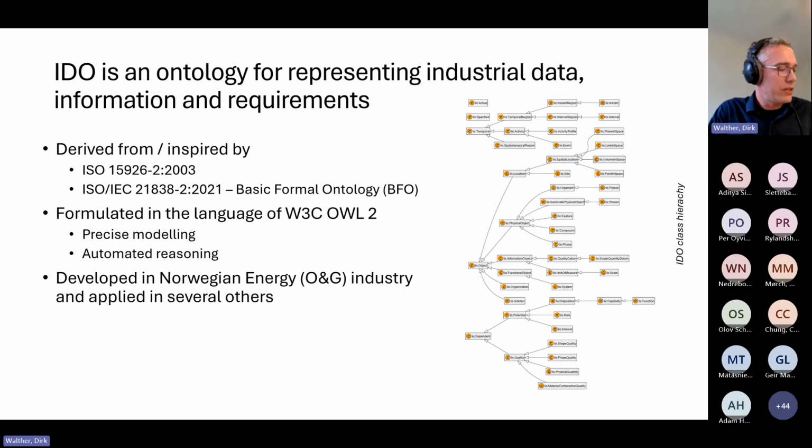Now, as with so many things, we stand on the shoulders of giants. IDO has been derived from or inspired by mainly 2 other standards. One is the ISO 15926 Part 2 data model, which you could argue is also an ontology, and the basic formal ontology, which is standardized in ISO IEC 21838 Part 2. And this standard is about top level ontologies. We shy a bit away from calling IDO a top-level ontology. We call it an upper-level ontology.